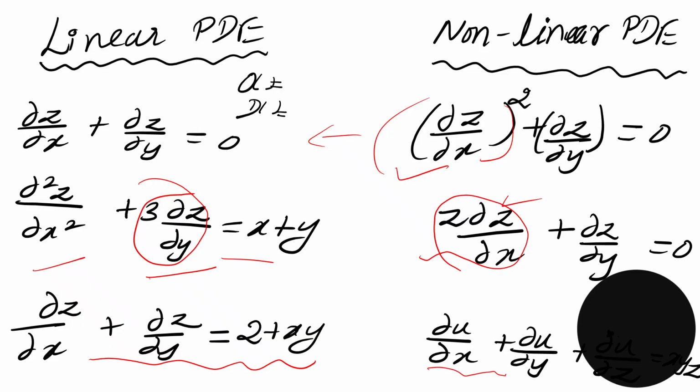So for the first equation, degree and order are 1. Here, what is the order? The order is 2. The degree is 1, because for linear equations the degree is always 1. Here order and degree are also 1.